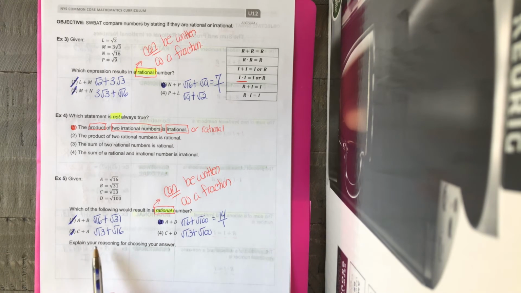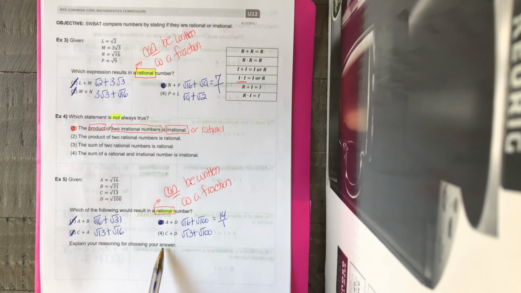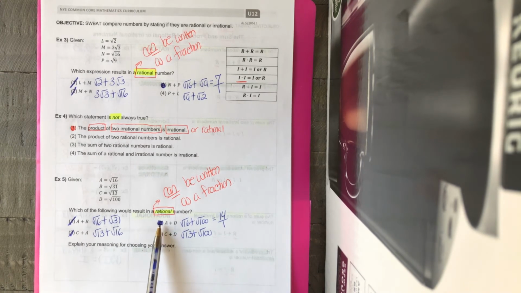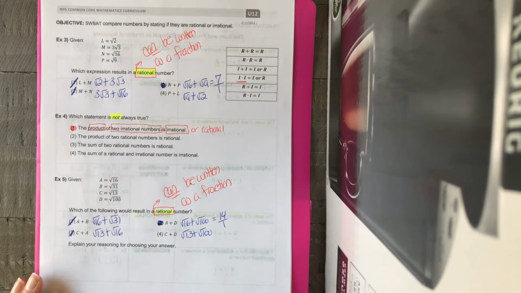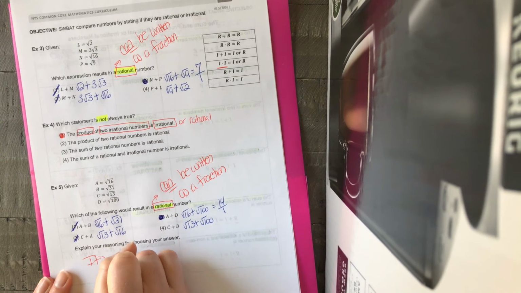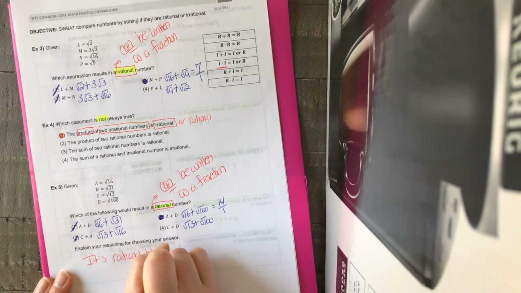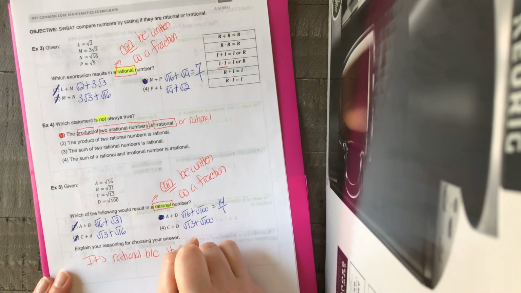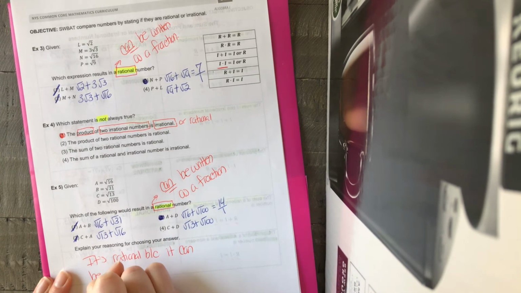And then it says explain your reasoning for choosing your answer. So how did I know for sure that this was a rational number? So I'm just going to start off by kind of restating the question. So it's rational. I know that it is because it can be written, you got it, as a fraction.